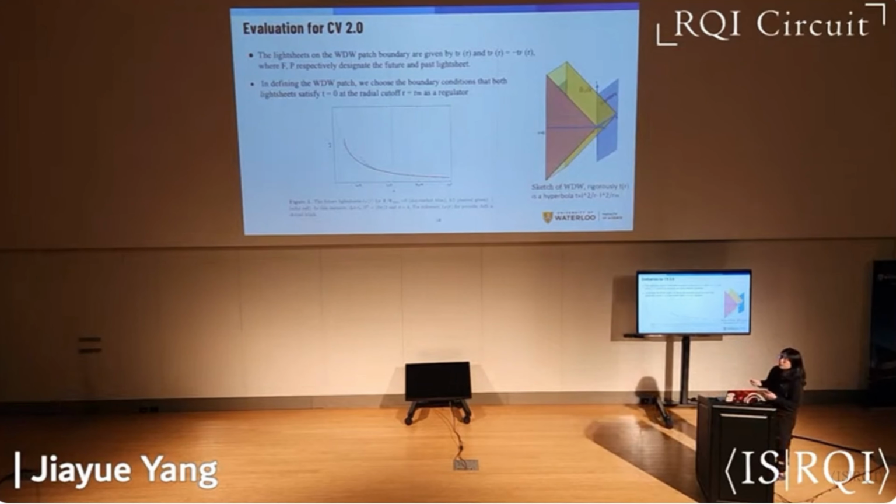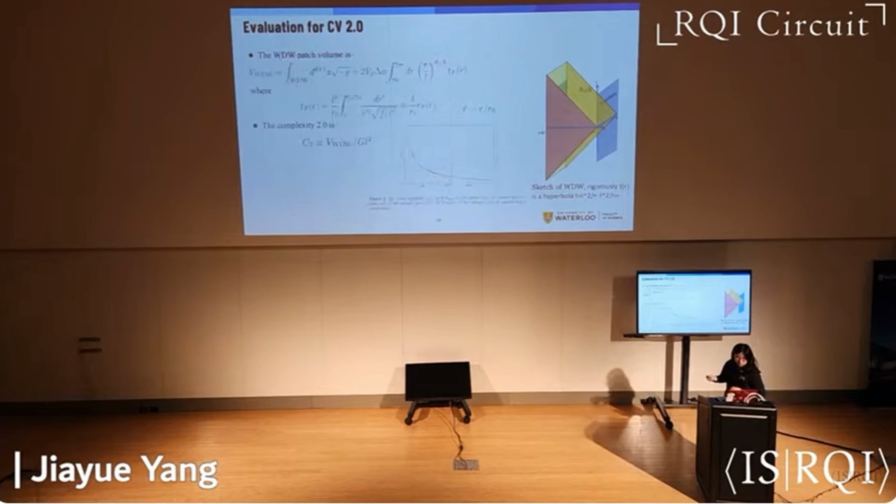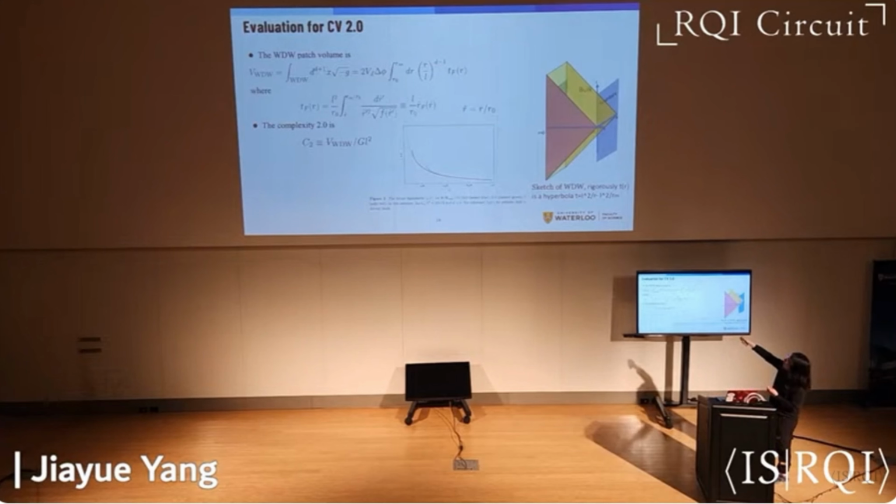This diagram shows the shape of our future light sheets, this area, and we can also have the past light sheets. This figure helps us to define our Wheeler-DeWitt patch. So if we have a space-time volume in this region, we can compute this integral.